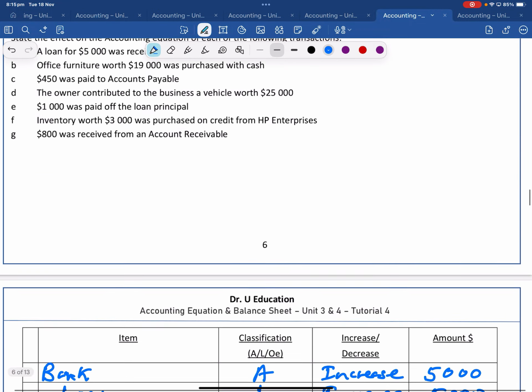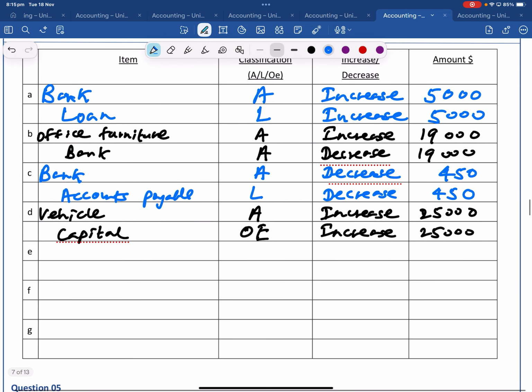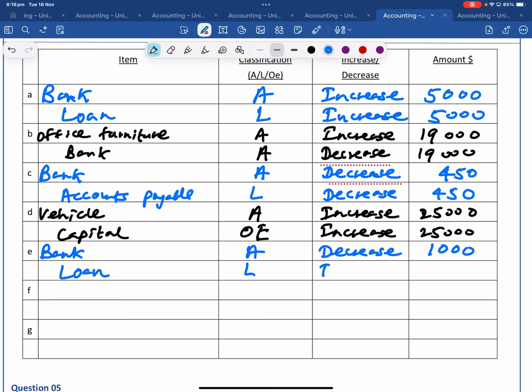Next one. 1,000 was paid off the loan principal. What do we do? Bank, what happens? Decrease. And loan, liability, decrease as well. 1,000.